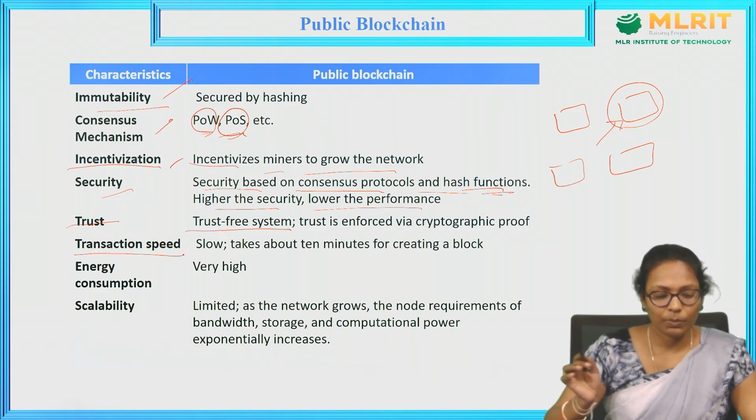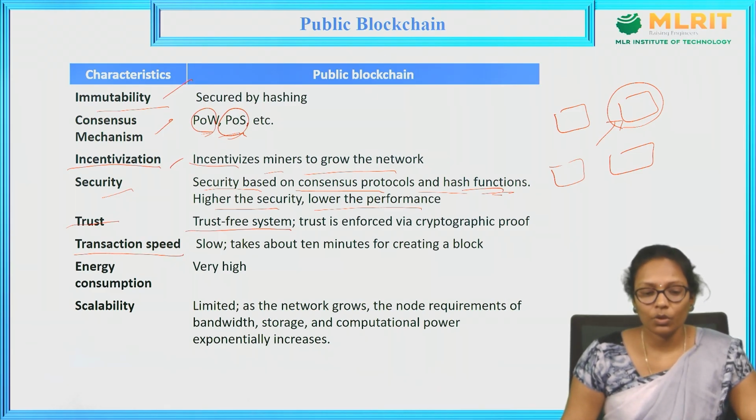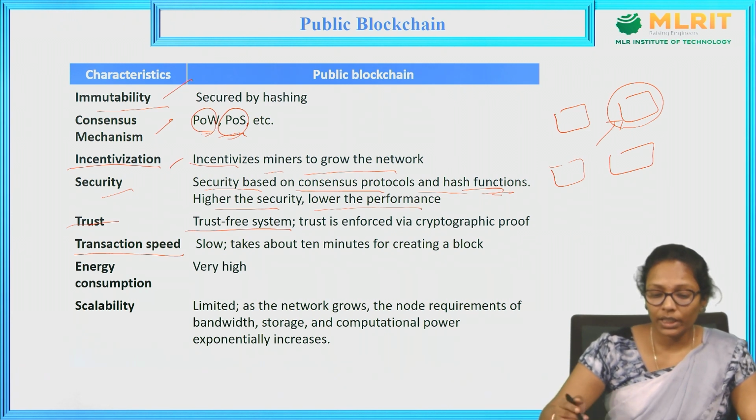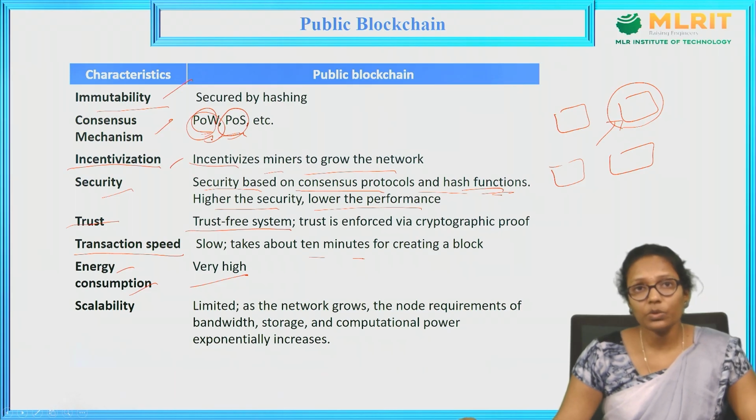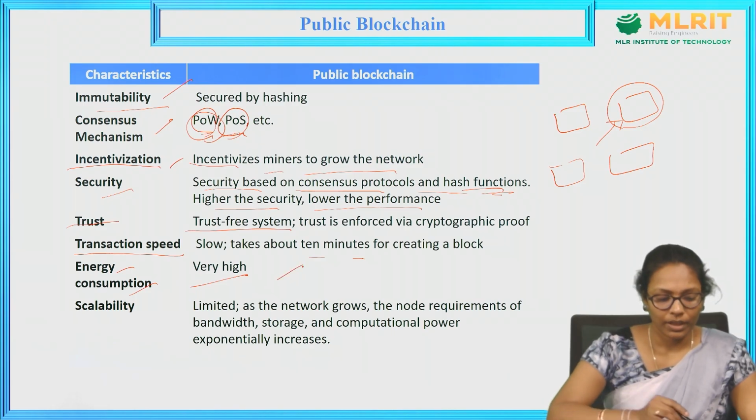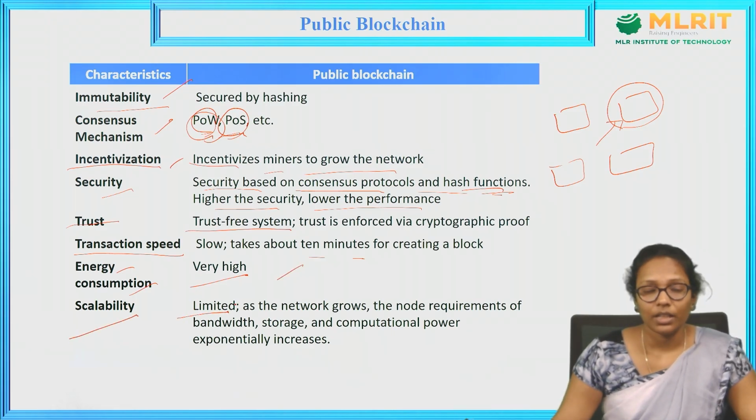Coming to the transaction speed, it is very slow. Why? Because here we are using POW, which takes more time to validate a block. To create a block also, it will take 10 minutes, which is very high. Coming to the energy consumption, it is very high. As I told you, POW uses more resources to perform this validation process. For that purpose, the energy consumption is very high. Coming to the scalability, of course, it is limited. If it is a small scale application, then it will work fine. But if it is a large scale application or the number of nodes is more, then the performance of this public blockchain may decrease.